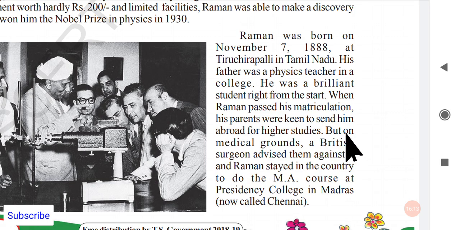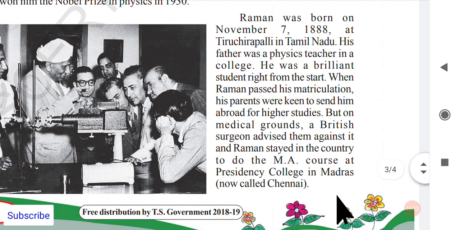But on medical grounds, a British surgeon advised them against it, and Raman stayed in the country to do the MA course at Presidency College in Madras, now called Chennai. Okay, so though C.V. Raman's parents were very much interested to send him abroad for his studies, there was a British surgeon. Do you know what that means?